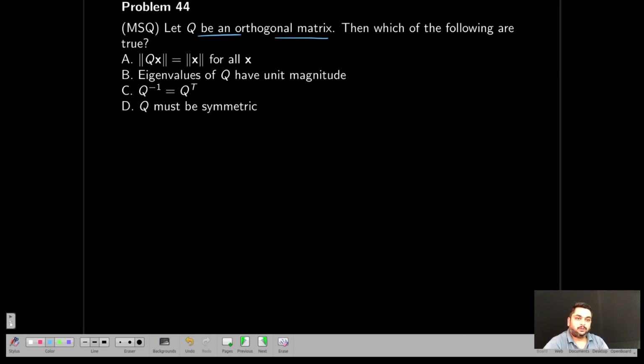Let Q be an orthogonal matrix. Then which of the following are true? This is always true, the length is preserved. Eigenvalues of Q have unit magnitude, that is plus or minus 1? No, the magnitude is 1. Q inverse equal to Q transpose? Yes, because Q transpose times Q is equal to I, so Q inverse is equal to Q transpose. Q must be symmetric? It need not be.